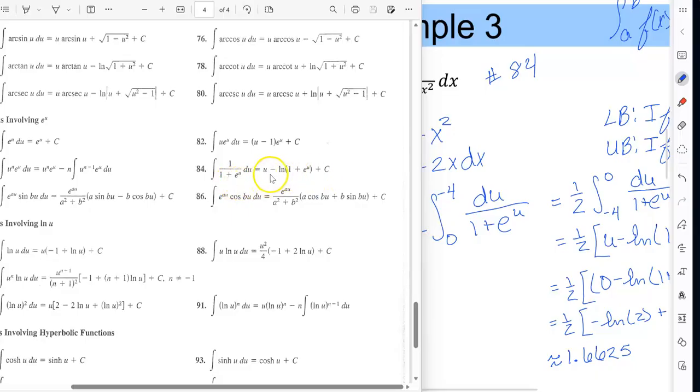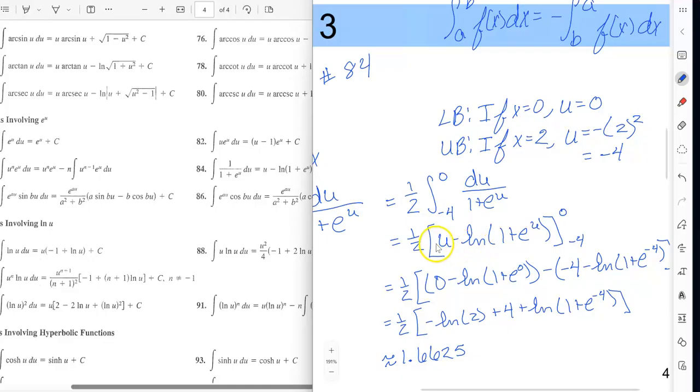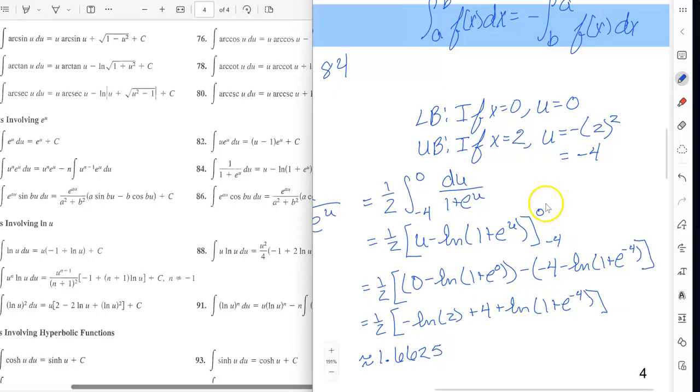So here's my integration: u minus ln of 1 plus e to the u, plus c. So you can see how I substituted in. There's my formula integrating this. And then we need to evaluate with the bounds. So I'm going to plug in the top bound using the fundamental theorem of calculus minus the bottom bound. And then we're going to simplify.